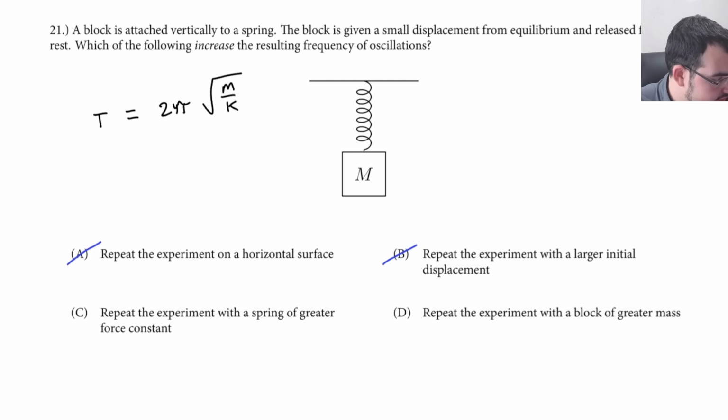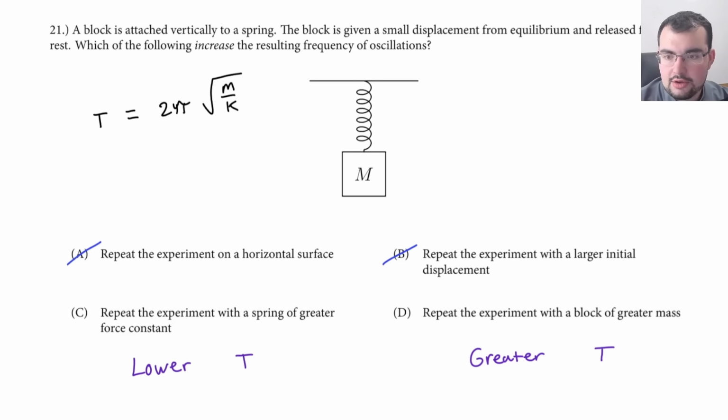So what does each of these do? Well, if we have a greater force constant, that increases the denominator for T. So this has a lower T. And if we have a block of greater mass, that increases the numerator in the period. So this is a greater T. And then the only other thing we have to do is relate this to frequency, where frequency is just 1 over the period. So if you have a lower period, you have a greater frequency. You had to link 2 equations there, so I called it level 2.